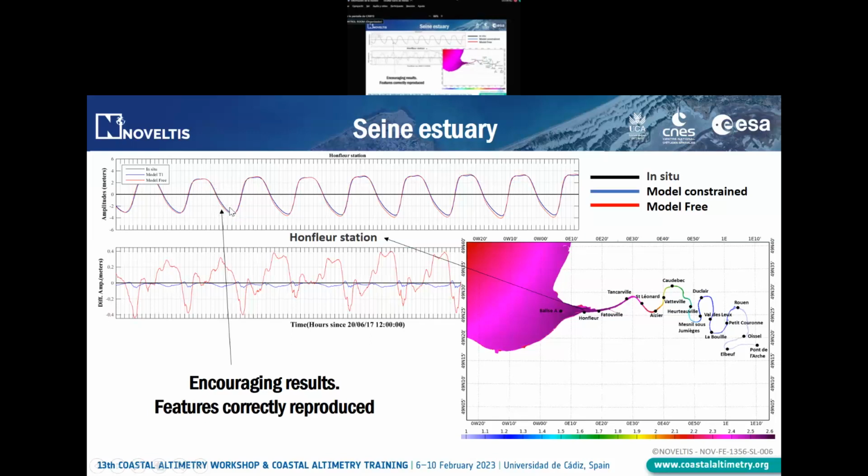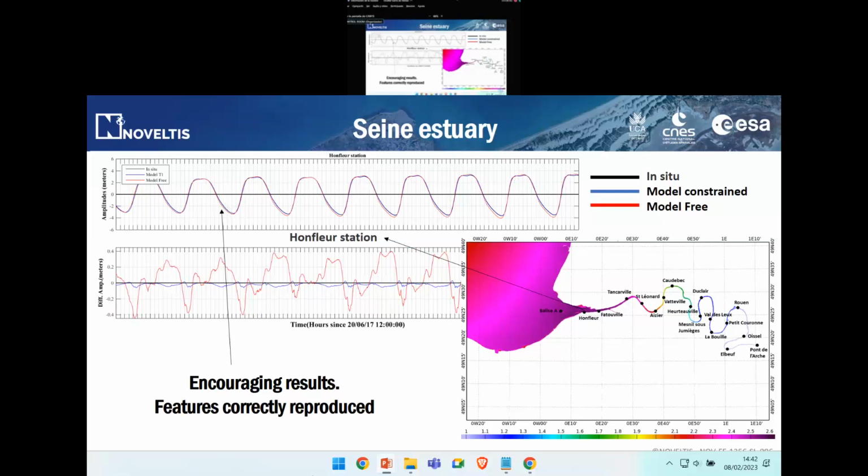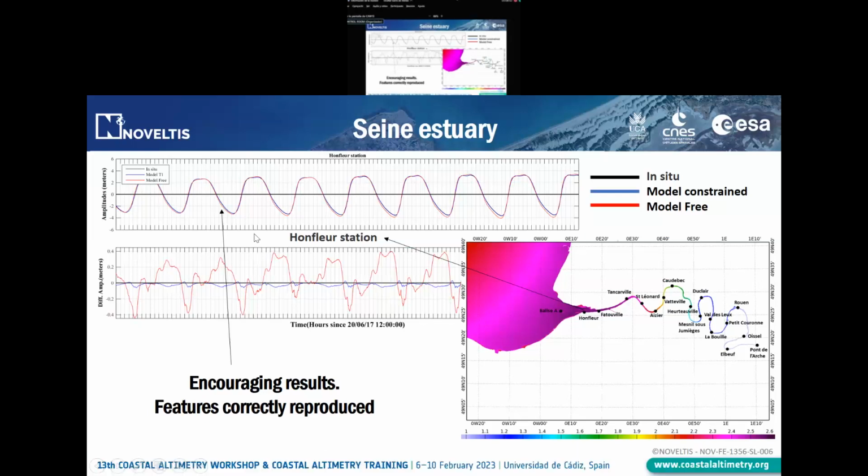This feature is the effect of the river interacting with the tide. You can see that it's not the regular tide waves, and we have this kind of feature that is the most difficult to reproduce for a model in the estuary. This feature becomes more and more evident as we go upstream on the Seine River.